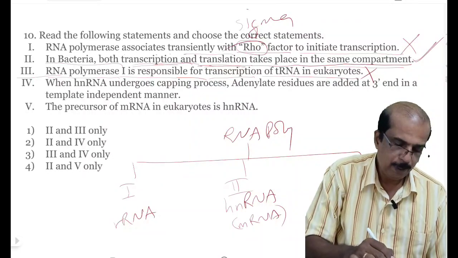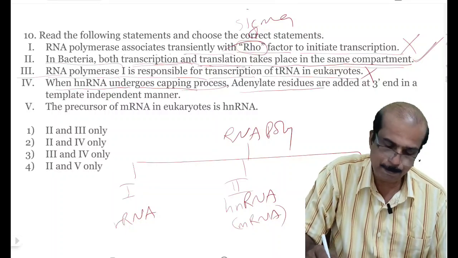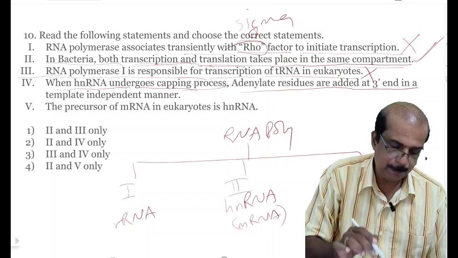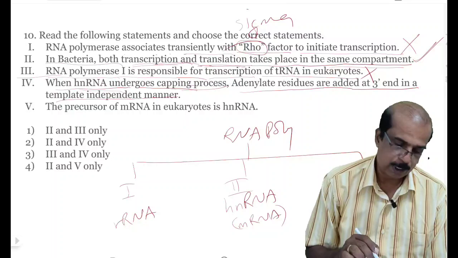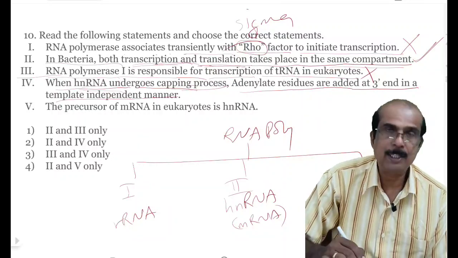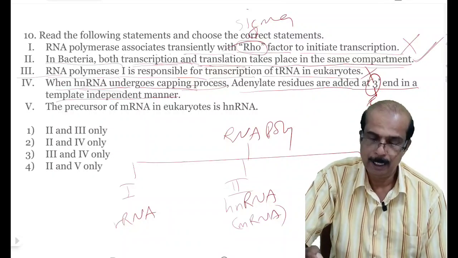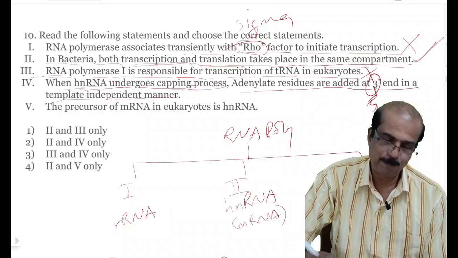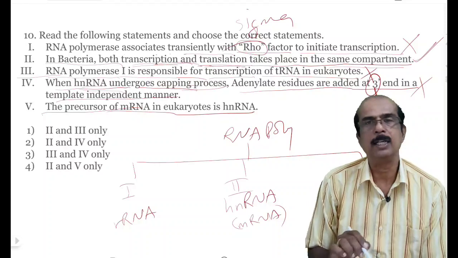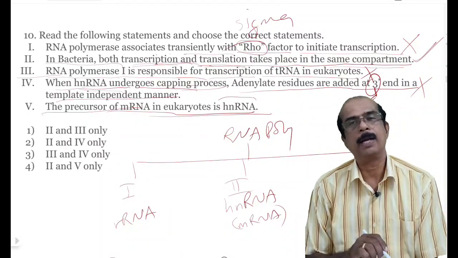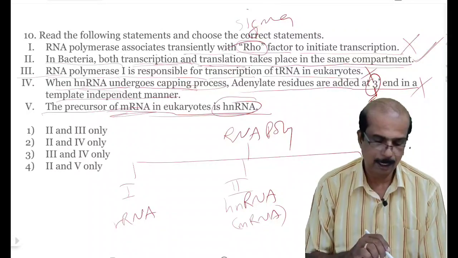Then statement 4. When hnRNA undergoes capping, adenylate residues are added at the 3' end in a template independent manner. During RNA processing, capping is formed at the 5' end of hnRNA in a template independent manner. The statement as such is wrong. The precursor of mRNA in eukaryotes is hnRNA. hnRNA is called primary RNA, which is the precursor of mRNA. The mature mRNA is called secondary RNA.